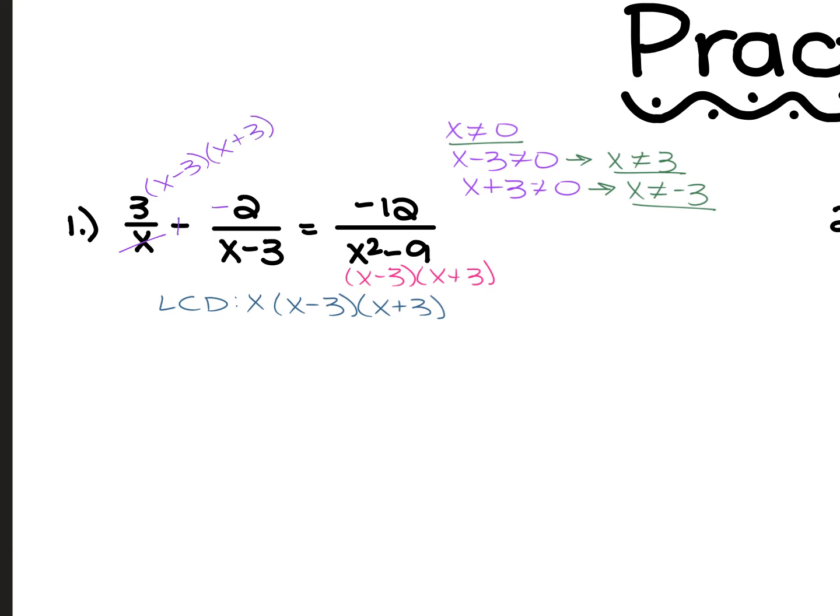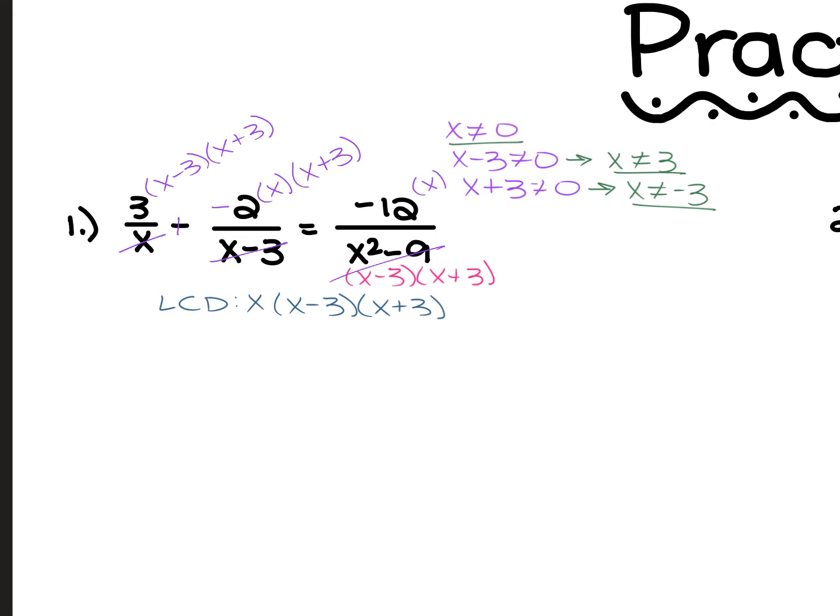The 2 I'm going to make a negative, turn it into addition, and that's going to give me an x to multiply by, as well as an x plus 3. Because I already have the x minus 3 in my least common denominator, I'm going to cancel that out. Then with the negative 12, my x minus 3 and my x plus 3 are in my least common denominator, so I'm going to cancel those out and just multiply that negative 12 by x.